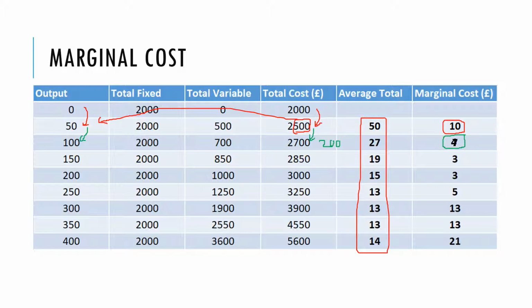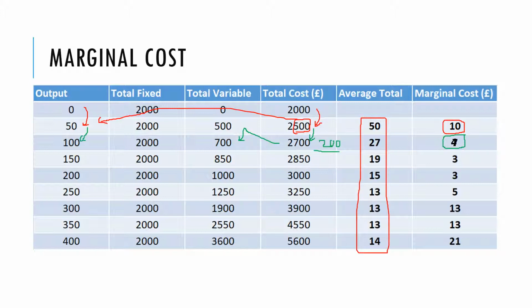So we can see it's not the same as the average cost here. It's looking at the additional costs from adding on those extra units. Now, if we go a little bit deeper into this, we know that fixed costs don't change. So the extra 200 here has come just from the variable costs, going from 500 to 700.